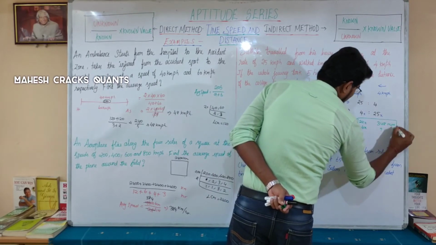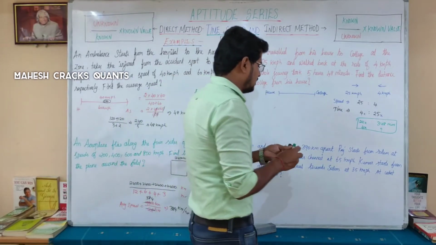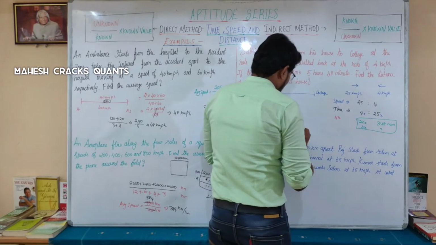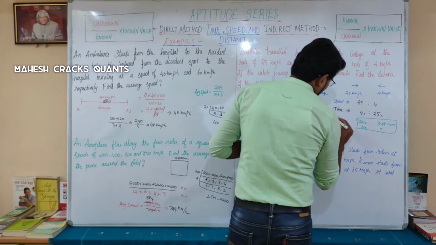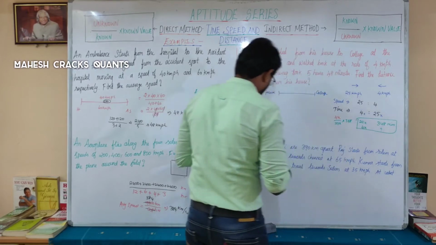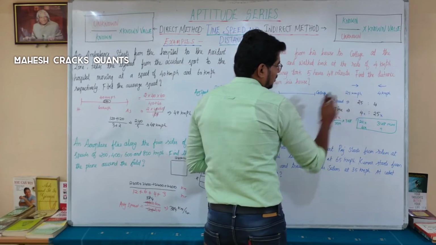So unknown and known. 29x is 348 minutes and 4x is what minutes? So unknown is 4x and known is 29x, which is 348. Cancel this, and you will get the answer for 4x, which is nothing but the time taken while going.